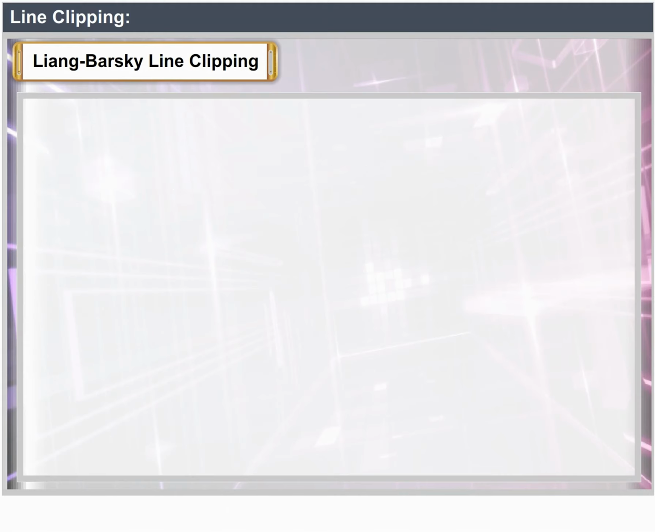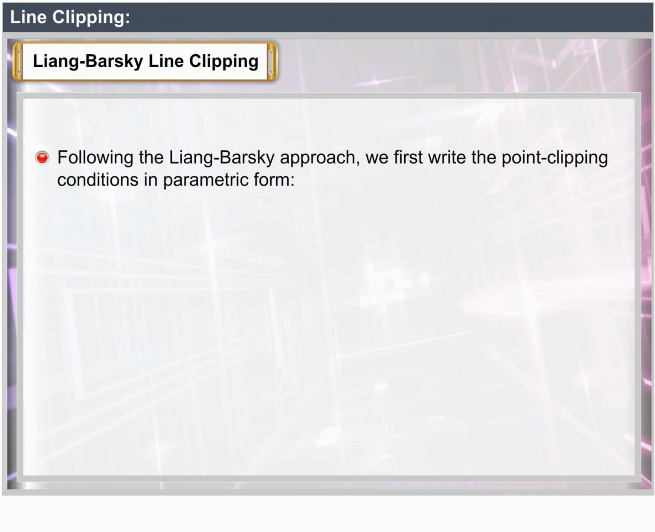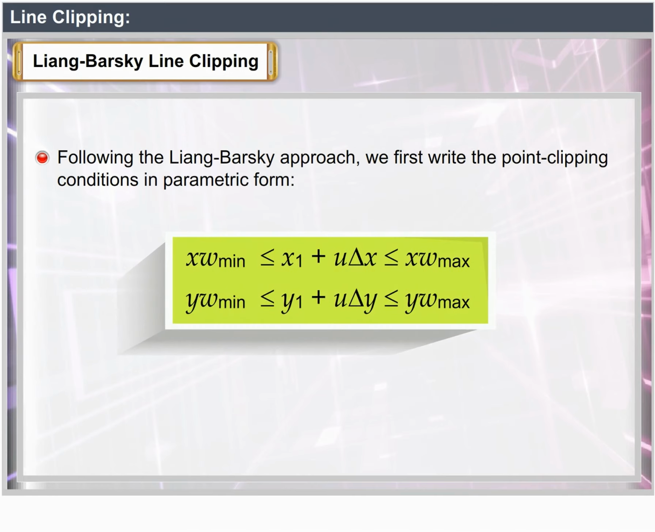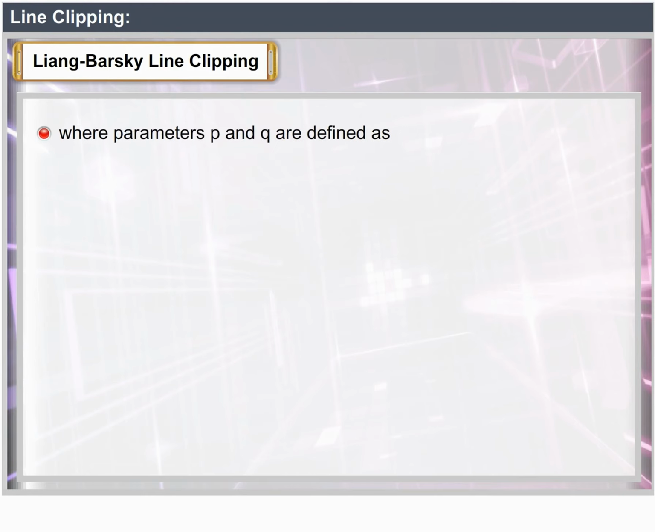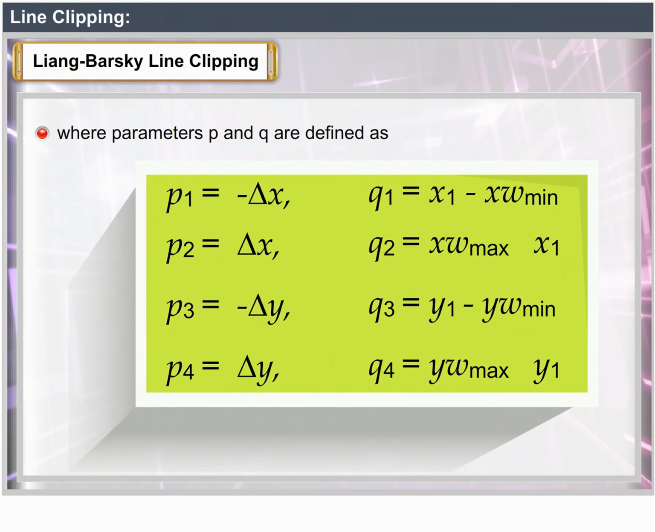Following the Liang-Barsky approach, we first write the point clipping conditions in parametric form, as shown below. Each of these four inequalities can be expressed as u pk less than or equal to qk, where k equals 1, 2, 3, and 4, where parameters p and q are defined as shown here.